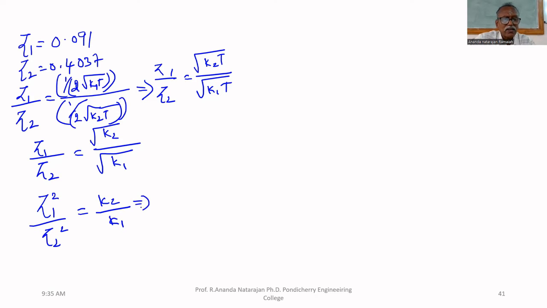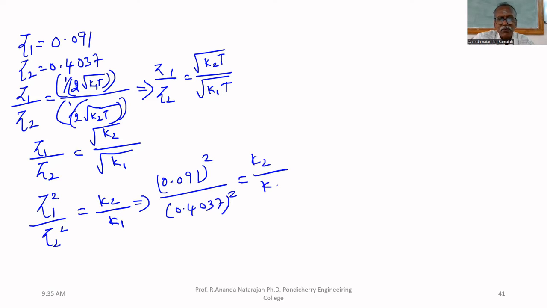Zeta 1 square equal to 0.091 whole square divided by 0.4037 whole square equal to k2 by k1. Therefore, by what factor do we have to reduce K? K2 equal to that factor times k1. K1 is higher. That's why more oscillation. So from that we can understand two things. First, let us find what is that value.